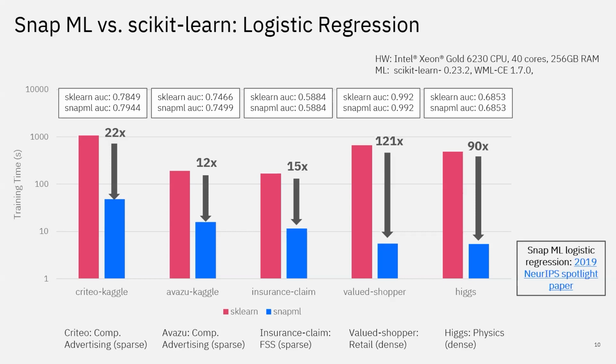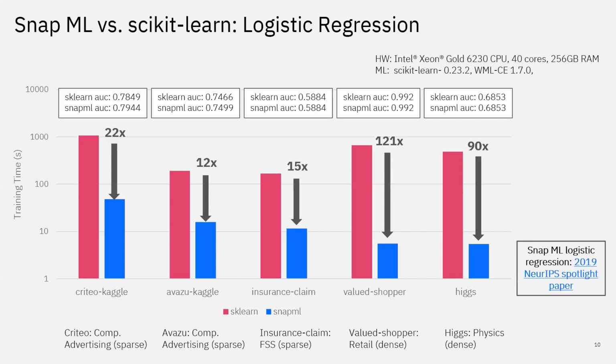They involve various different use cases. We have computational advertising, financial services, retail, as well as scientific computation, the Higgs dataset. And we deploy SnapML on a fairly powerful server here, but we're only using 4 threads for each model, both for scikit-learn as well as SnapML.